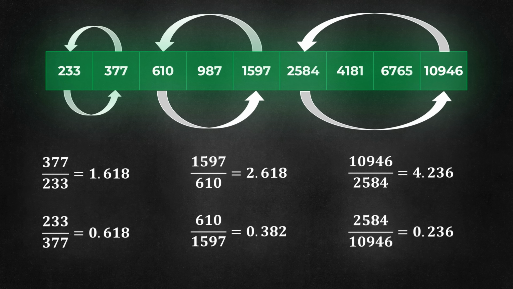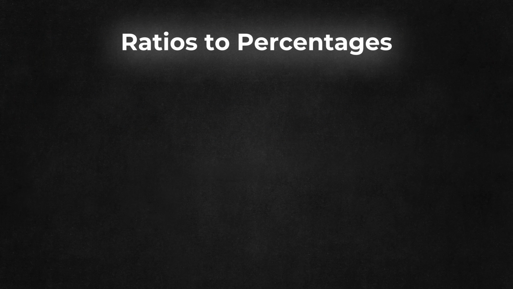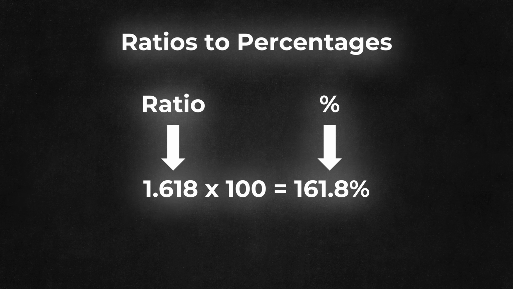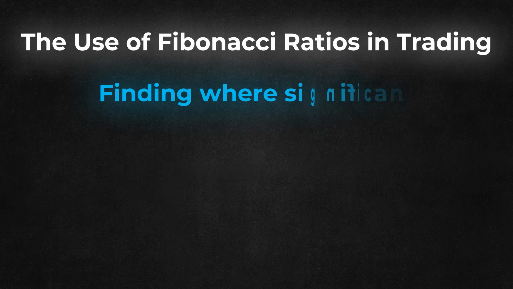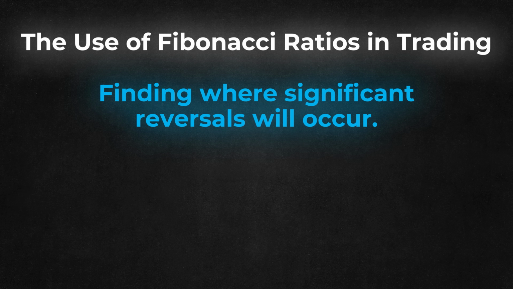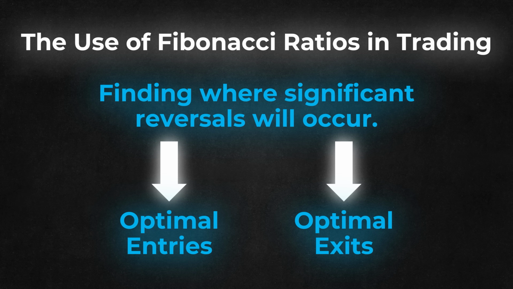One important detail regarding Fibonacci ratios in trading is that these ratios are used in percentage terms. To transform ratios into percentages, all you need to do is multiply the ratios by 100. In trading, Fibonacci ratios are used to find where significant price reversals will occur. This is useful in two distinct and important ways: to find optimal trade entries and to find optimal trade exits. Fibonacci levels are also seen as types of support and resistance levels.